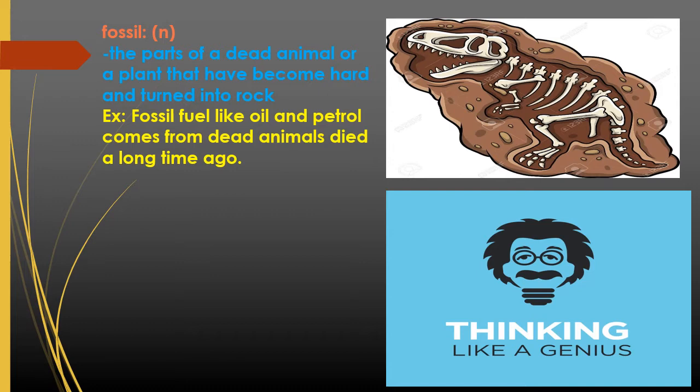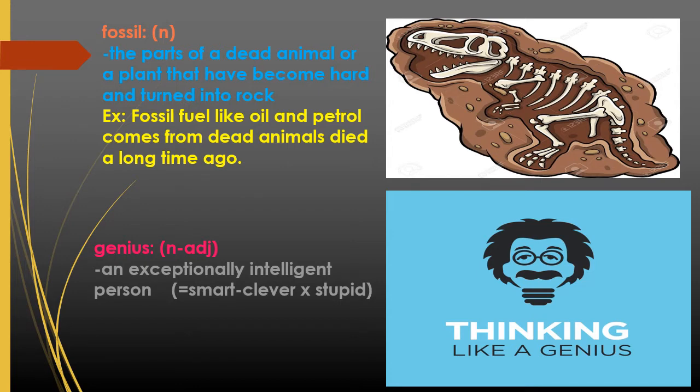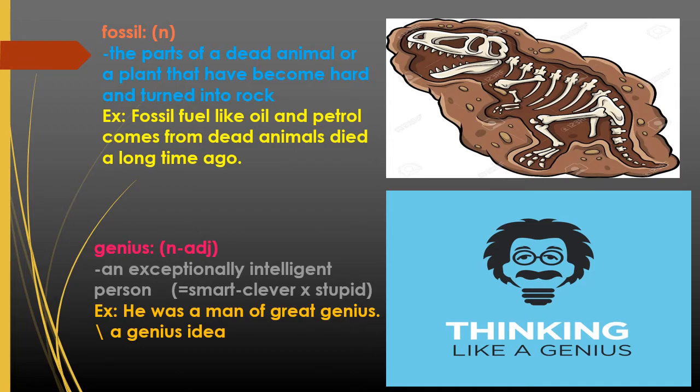Next. Okay, who is that man? He is Albert Einstein. He was a great scientific genius. He was very smart and intelligent. So the word here is genius. Genius can be used as a noun or an adjective. What do I mean by genius? An exceptionally intelligent person. I mean smart or clever. And the antonym is stupid. For example, he was a man of great genius. Another example, a genius idea. I mean a clever idea.